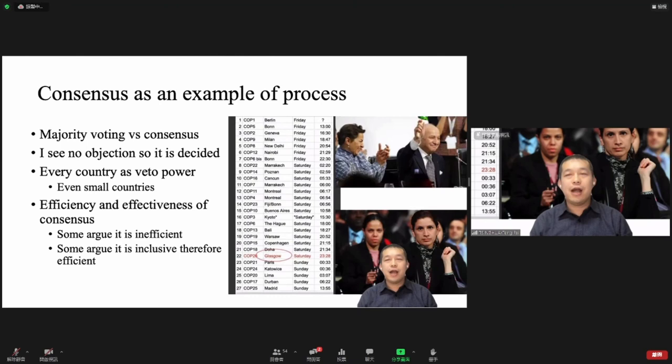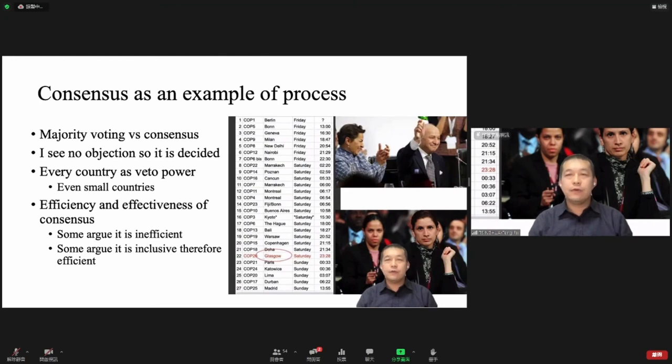And the chair will generally look around the room and see no objection. So he knocks his gavel and says, I see no objection, so it is decided. Just look at those red figures, the small green hammers in the hands of the chairs, which is generally to show the consensus has been made. So generally, there's no voting process in the climate negotiations.